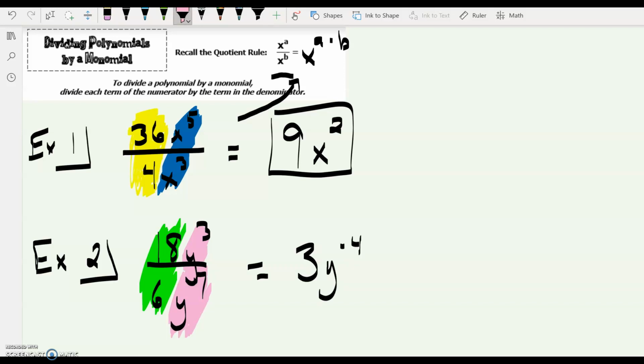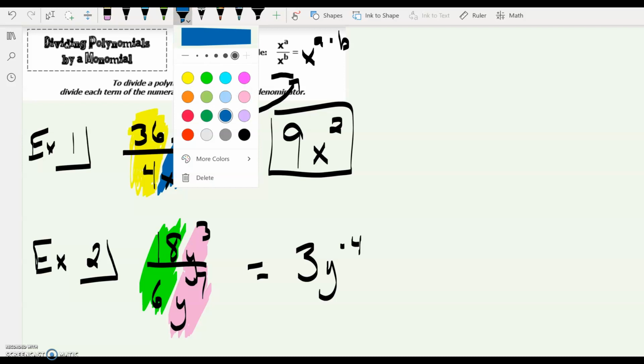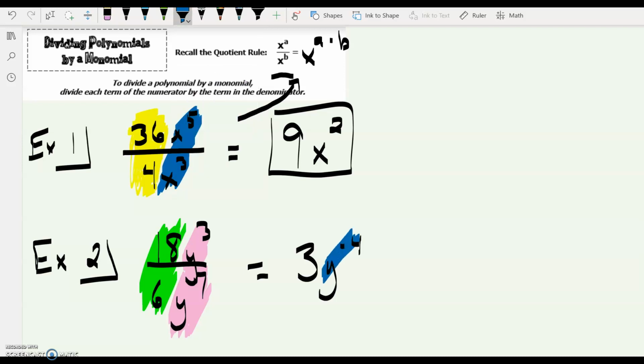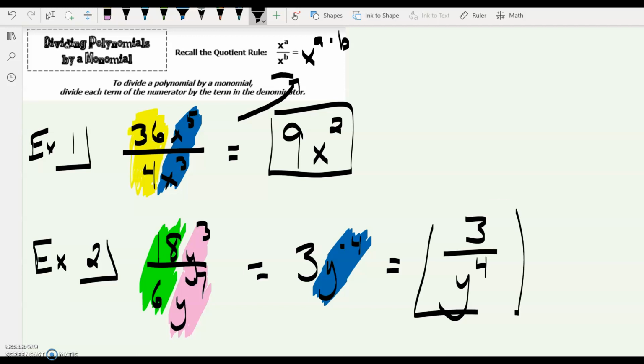But that right there should send an alarm off in your head and jog back your memory and say, well, we can't have a negative exponent here. If the exponent is negative in the numerator, our negative exponent rule says that we can leave the 3 in the numerator, but we must send that y to the negative 4th down to the denominator and change that y to the negative 4th to a y to the positive 4th.